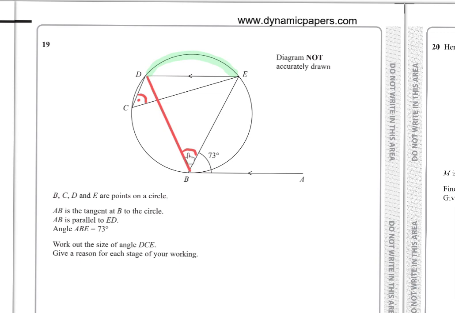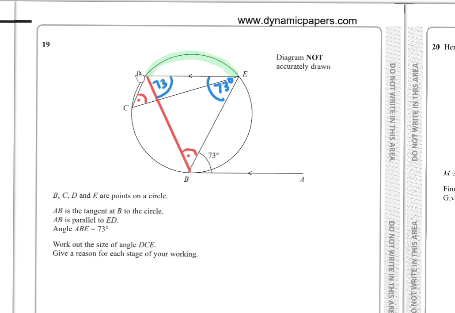So for this angle 73, and this line is parallel to that one, so this angle is 73. So this angle DEB is 73, because alternate angles. And from the alternate segment theorem, this angle equals that one, because the angle between the tangent and the chord equals the circumference angle, which is opposite to the arc from the other side. So this angle is 73.